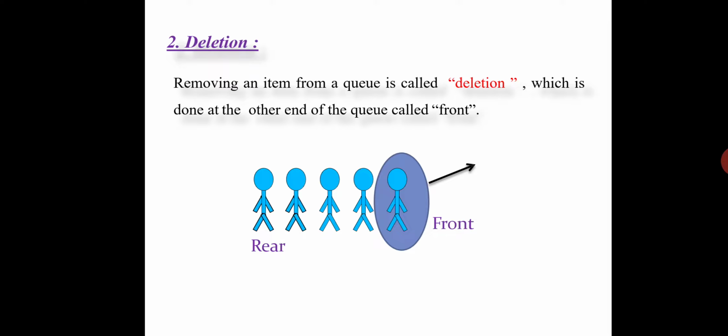Then coming to deletion. Removing an item from the queue is called deletion, which is done at the other end of the queue, called the front end. We always delete at the front end.